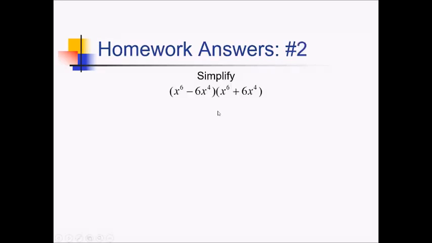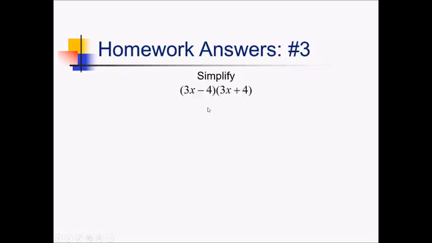To simplify this expression, we have conjugates here, a plus b and a minus b. So our answer is going to be in the format of a squared minus b squared. So for a squared, we're going to square the first term, the x to the 6th. So that's going to be x to the 6 times 2. We multiply the exponents, so x to the 12th. And for b squared, we have to square the 6x to the 4th. 6 squared is 36. X to the 4th squared will be x to the 8th. So this is going to be minus 36x to the 8th.